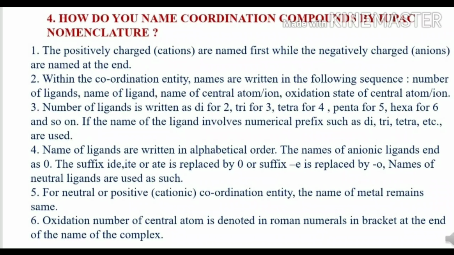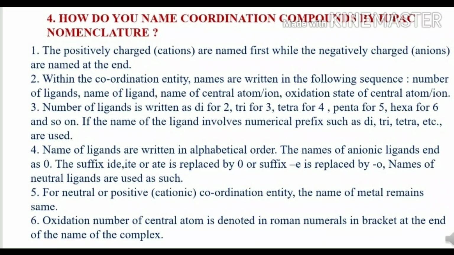The next point is that within the coordination entity, names are written in the following sequence. Within the bracket the complex species is present. How do we name it? First we give the number of ligands. Next, the name of the ligand. Next, the name of the central atom or ion. And last, the oxidation state of the central metal ion or atom.